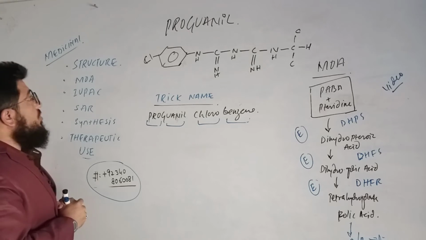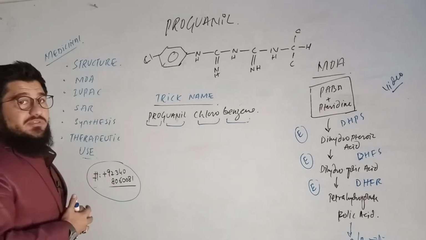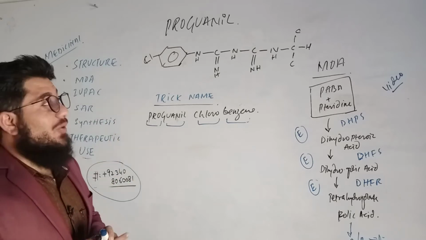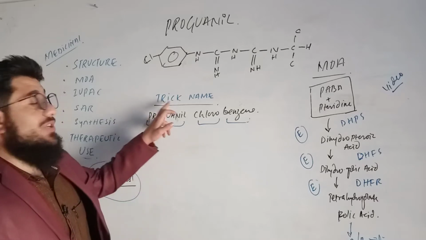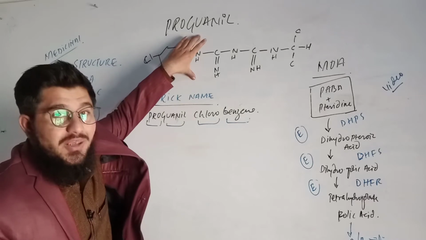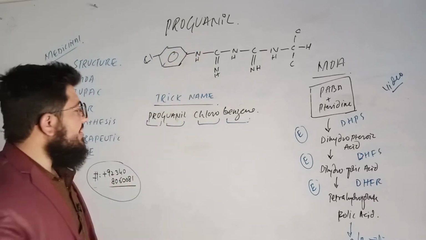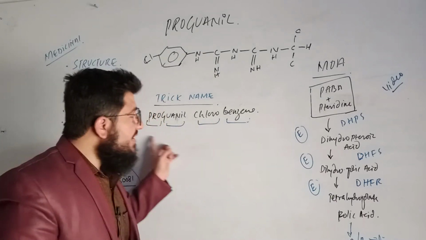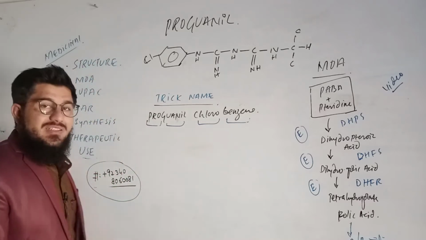Proguanil. Starting from the very first point, that is the structure of proguanil. The structure is just in front of you, go through the structure and draw it. I'm telling you guys how to draw it in a very simple and easy way. I'm going to tell you the trick name. Now I will give proguanil a trick name, with which you will be able to draw it easily. What is that trick name? The trick name is proguanil chlorobenzene. By means of this trick name, you will draw the structure of proguanil in an easy way.